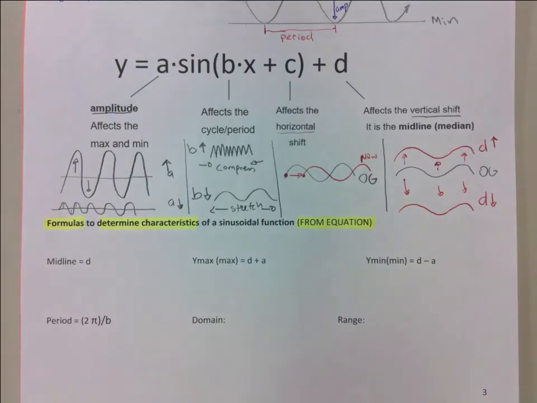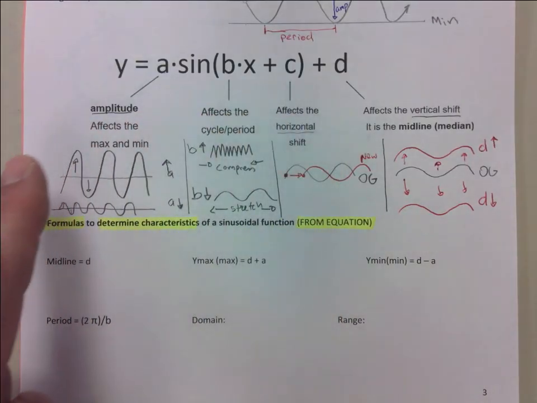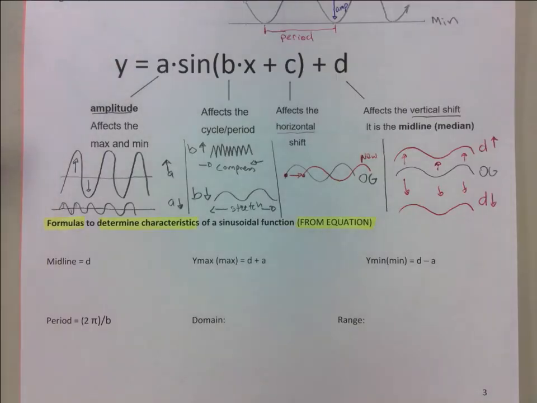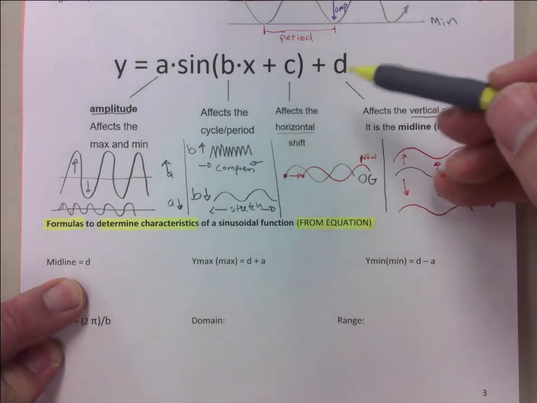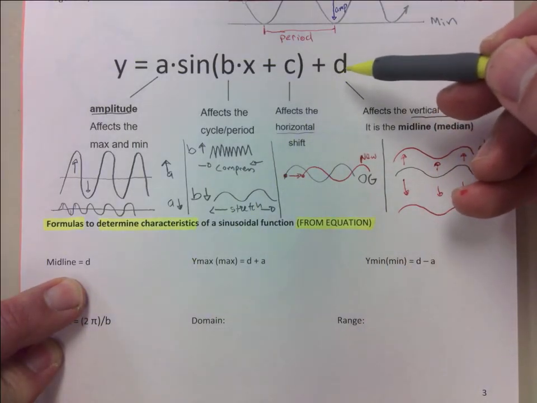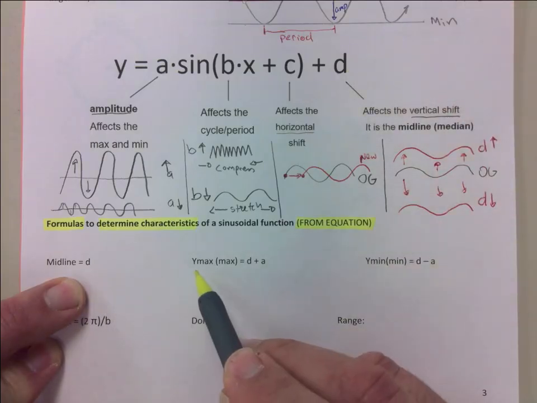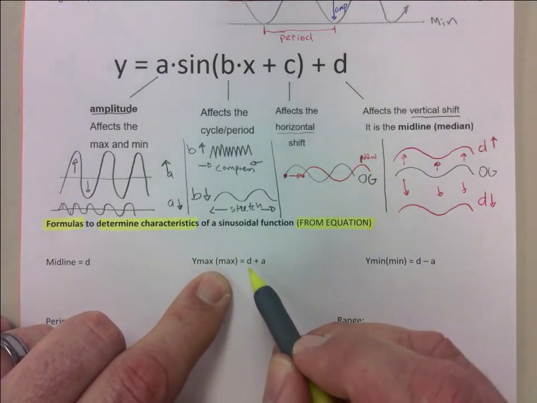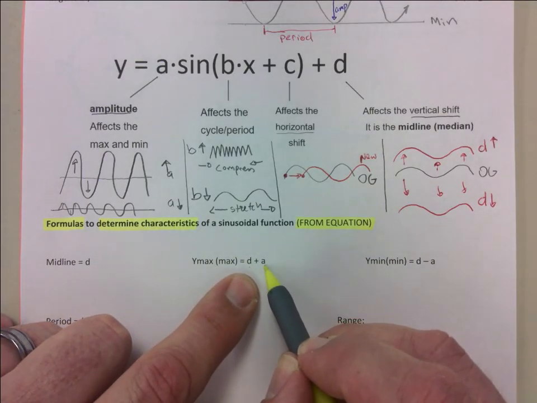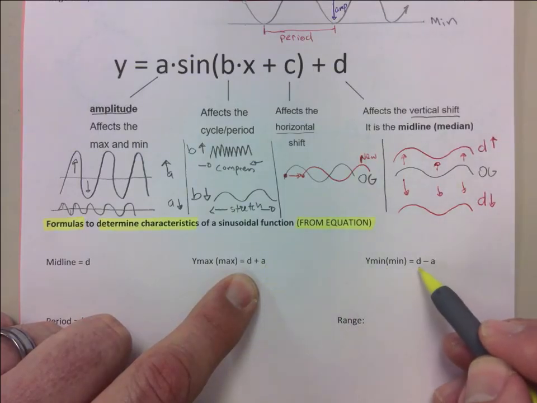So if you have this equation, if it's y equals anything, you can use these to help you find out characteristics about it. The midline is just D. Did you know that? Whatever is back here, that is your midline. Y max, to get the max, you just go D plus A. Y min, you go D minus A.